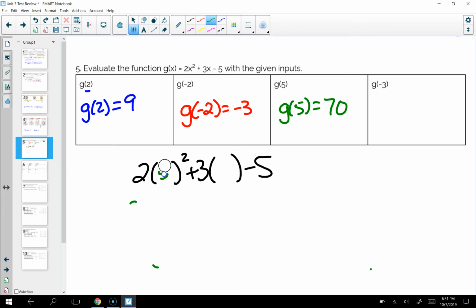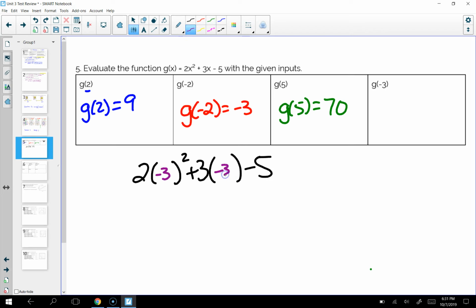All right, last one. G of -3. -3 squared is 9. 2 times 9 is 18. 3 times -3 is -9. Still have a minus 5. That gives me 9 minus 5 and 4. So when we plug in -3, we get a 4 as an outcome. So all this time I was changing my x, I was changing my input. All right, and what we got out of it each time was our output.